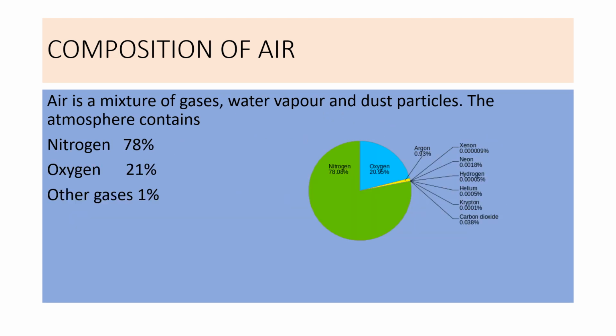Composition of air. Air is a mixture of gases, water vapor and dust particles. The atmosphere contains 78% of nitrogen, 21% of oxygen and 1% of other gases.